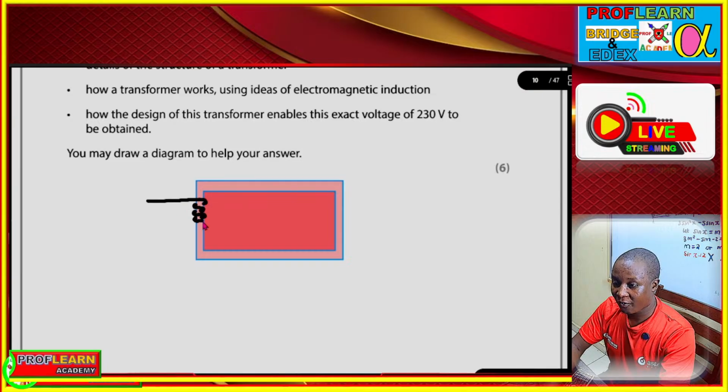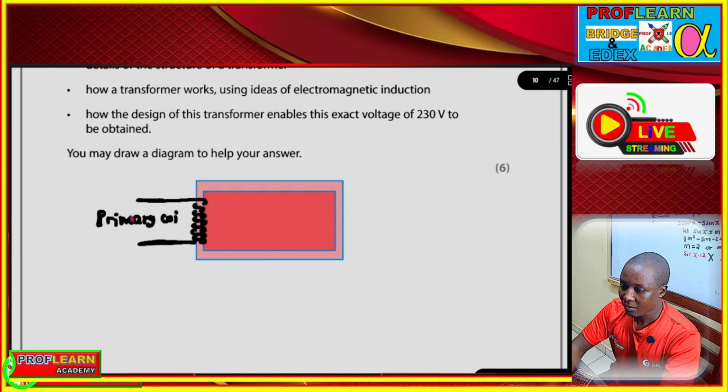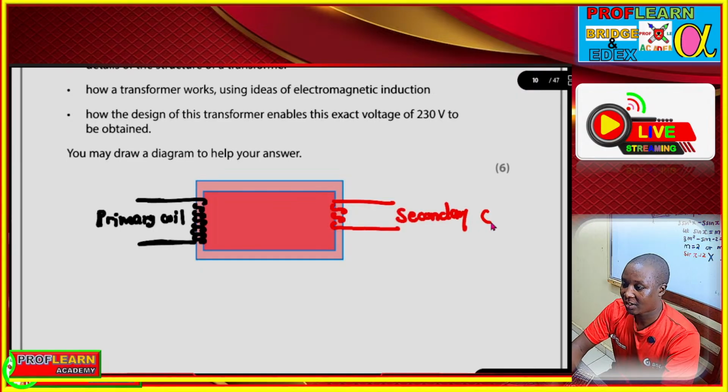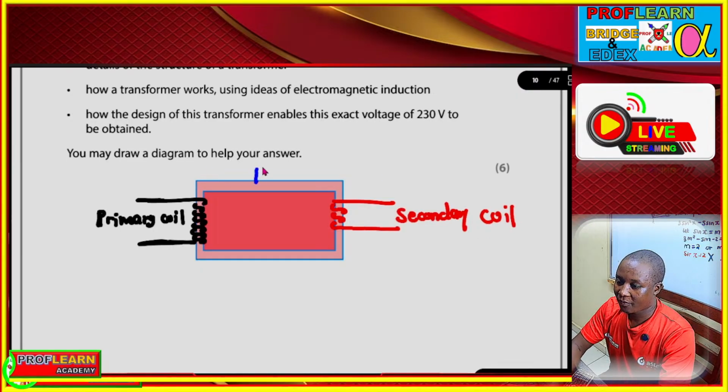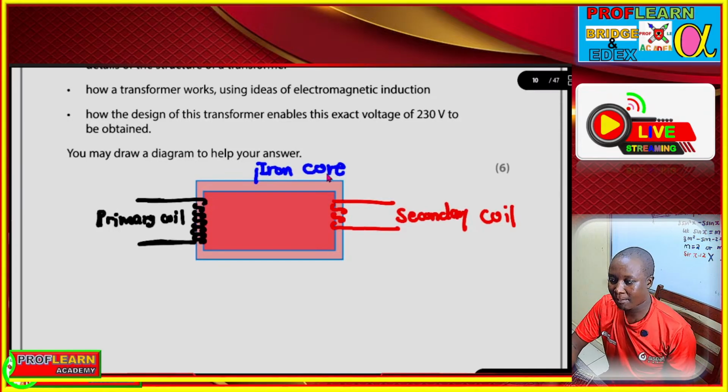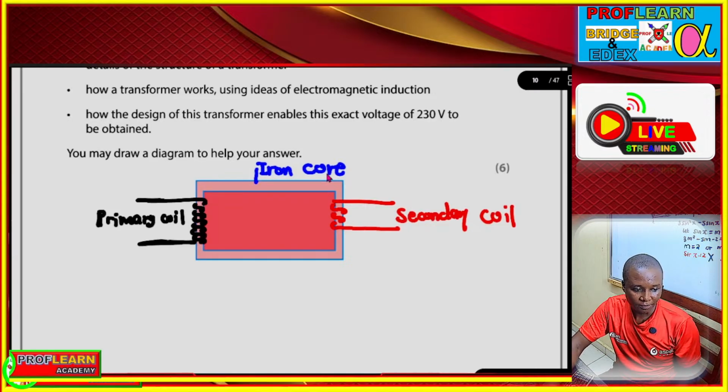Number one, we shall have more turns in the primary coil. This is the primary coil. And then we shall have fewer turns in the secondary coil. We have to ensure there are fewer so that it's a step down transformer. For a step down transformer, we have fewer turns in the secondary coil. And then we have a soft iron core. A soft iron core is used because it's easily magnetized and demagnetized.